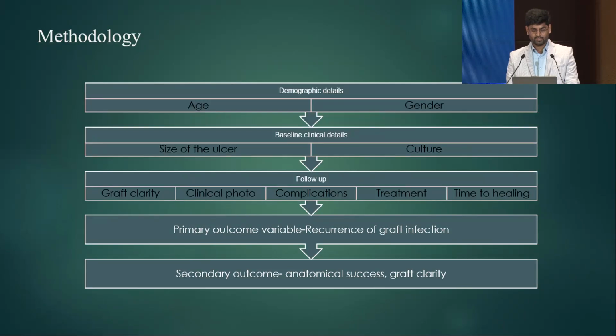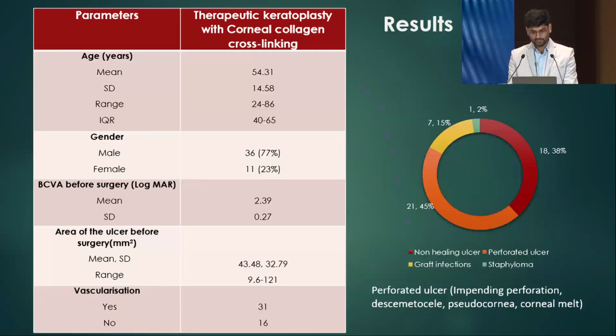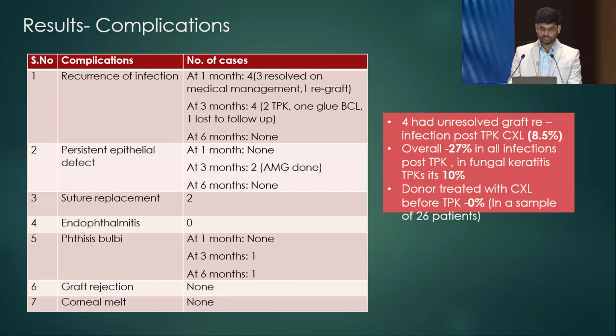The demographic details were recorded. Baseline clinical details such as size of the ulcer and culture were taken, and follow-up included graft clarity, clinical photos, complications, treatments, and time to healing. The primary outcome measure was recurrence of graft infection, and secondary outcomes were anatomical success and graft clarity. We found that the mean age of the patients was around 54 years. Most of the patients were male, and the maximum number of patients had non-healing ulcers or perforated corneal ulcers in which therapeutic PK was done.